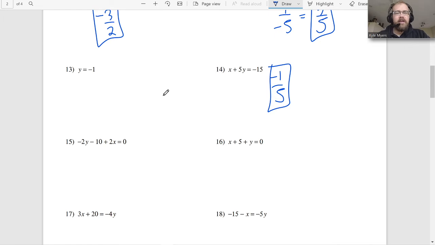Oh, by the way, I keep forgetting to change colors. Normally I change colors every 2 problems, but I didn't on this one.